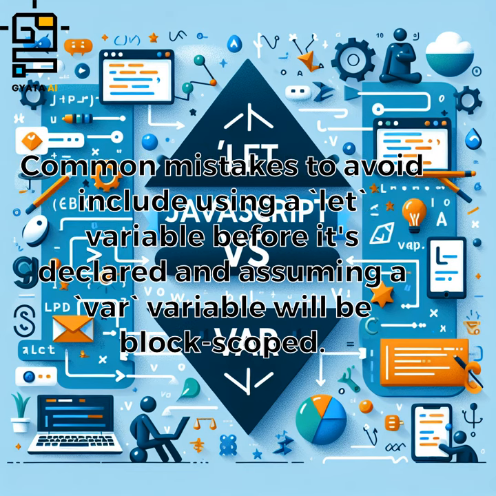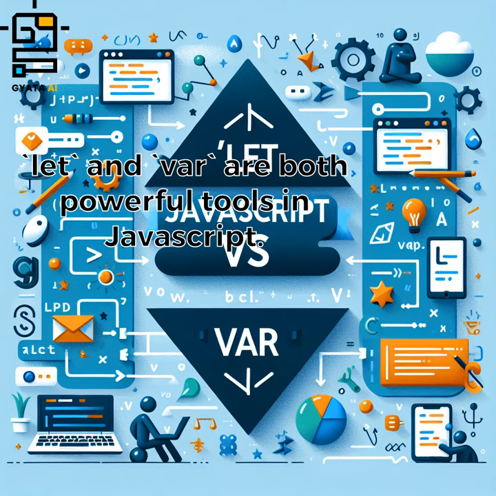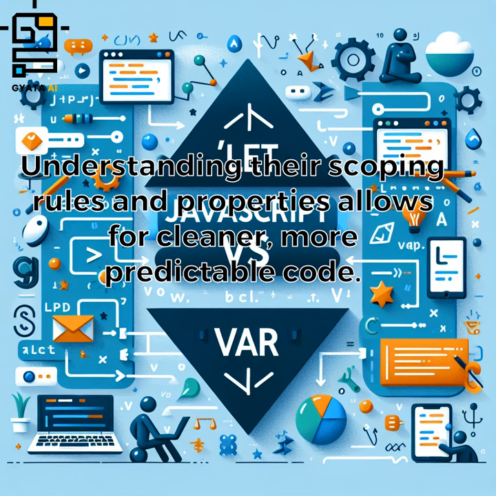Common mistakes to avoid include using a let variable before it's declared and assuming a var variable will be block scoped. Conclusion: let and var are both powerful tools in JavaScript. Understanding their scoping rules and properties allows for cleaner, more predictable code.